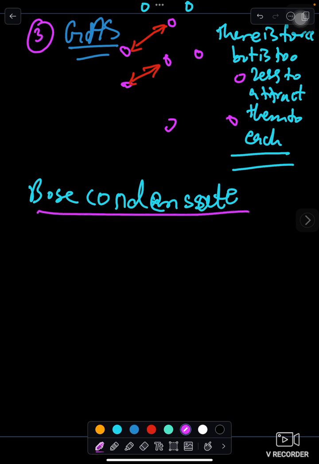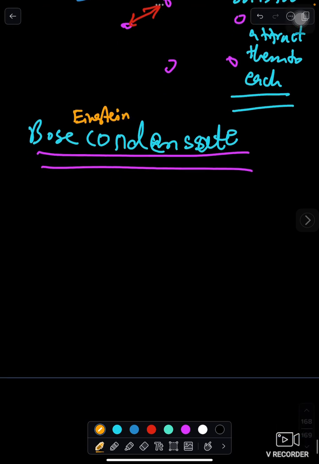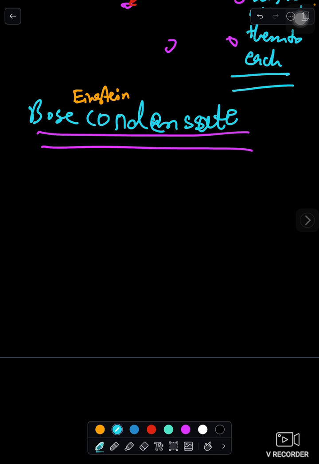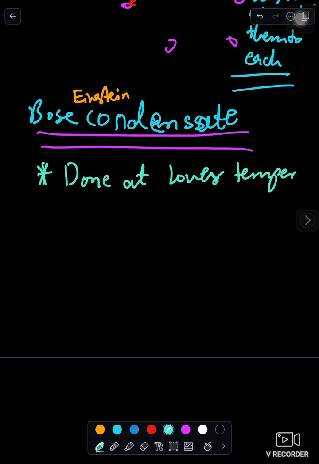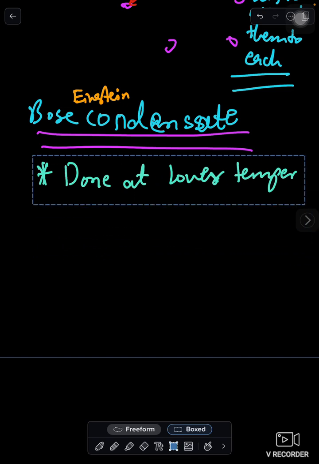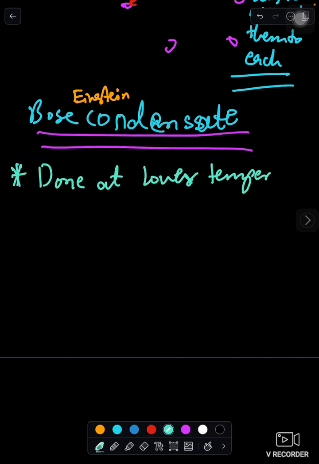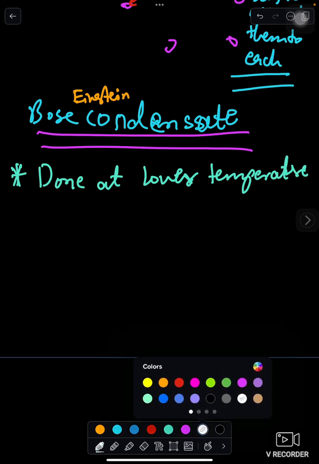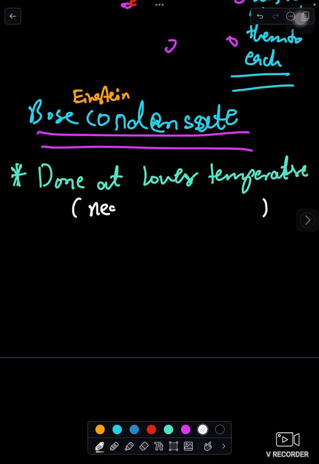So what is Bose-Einstein condensate? Key point: it is done at lower temperature. And by lower temperature, I don't mean the normal temperature of a fridge. I'm talking about low meaning near absolute zero.